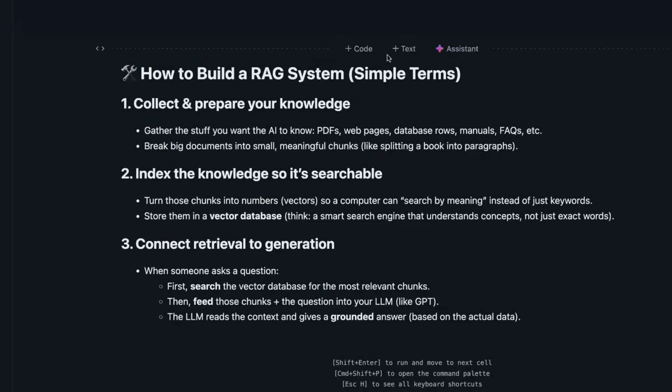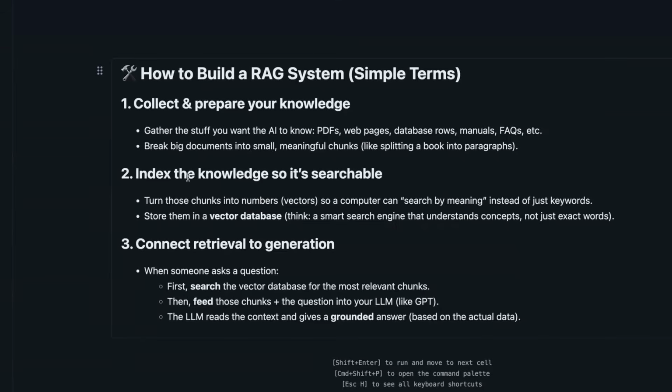Then, how to build a RAG system in simple terms. This is just about the theory. We'll see this in detail later in the video. So first we collect and prepare your knowledge. Whatever unstructured or structured data you have, it could be PDFs, web pages, database rows. You break big documents into small, meaningful chunks, like splitting a book into paragraphs. Then index the knowledge so it is searchable.